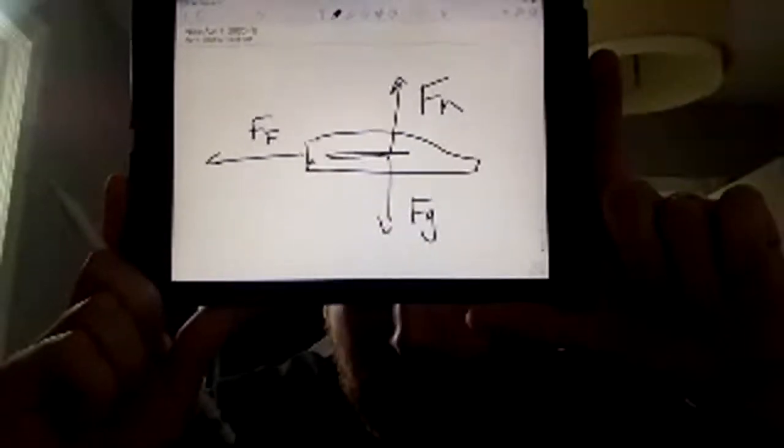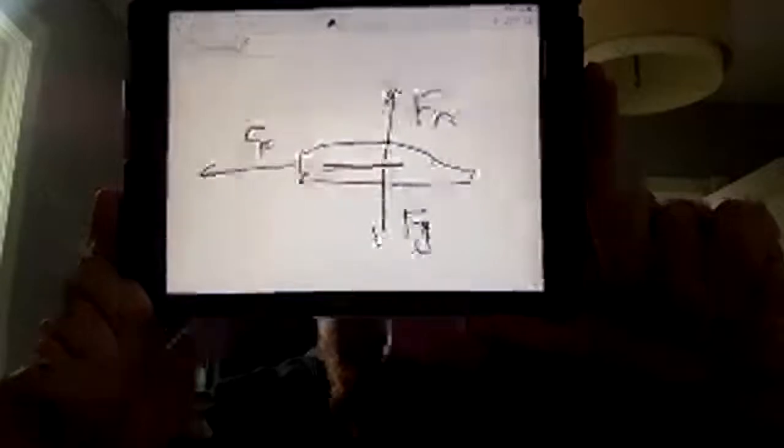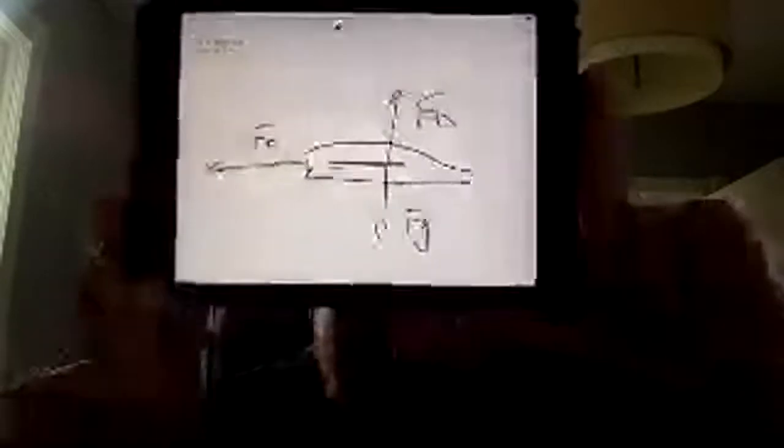The parachute's going to provide a frictional force or like an air resistance force. So all the air resistance forces, we make it as a frictional force. So there's three forces on it: frictional force, the normal force, which is the opposite of the gravitational force, keeping those two objects apart, and that's it. So FF, FN, and FG.